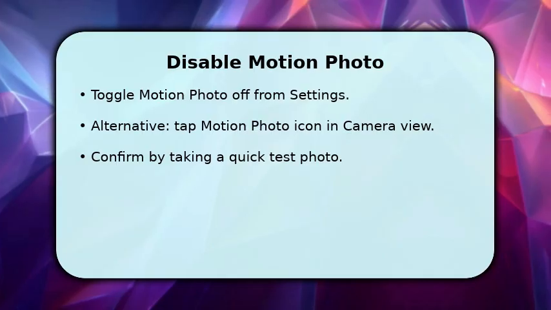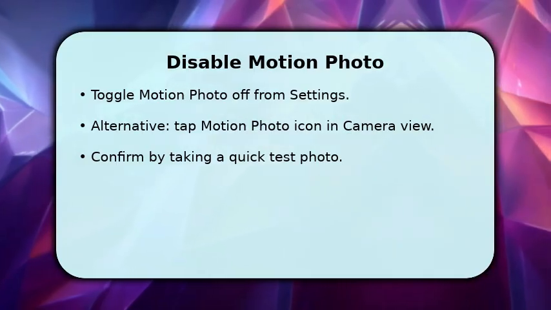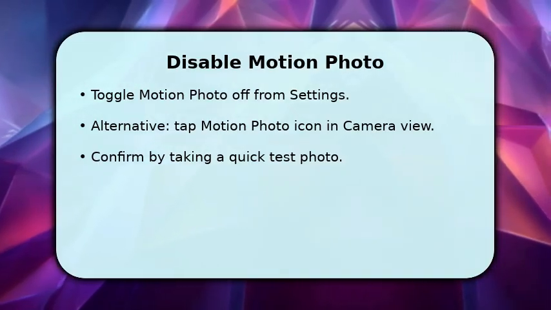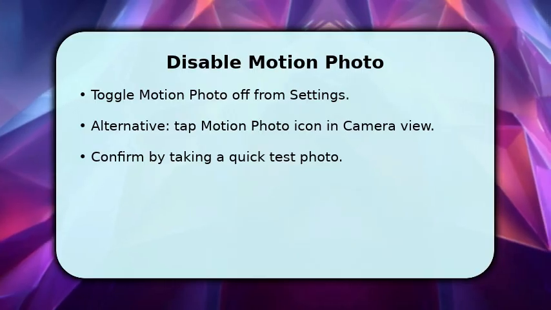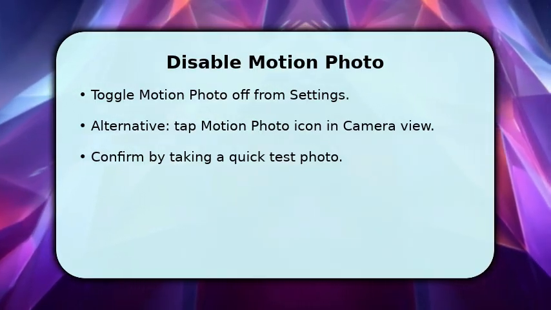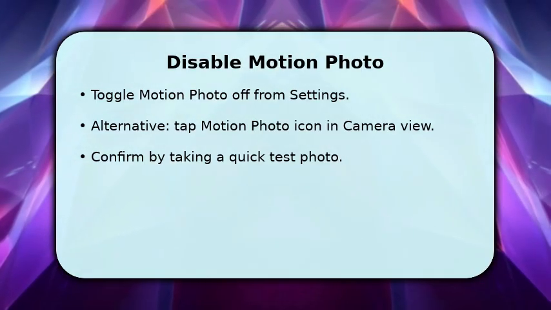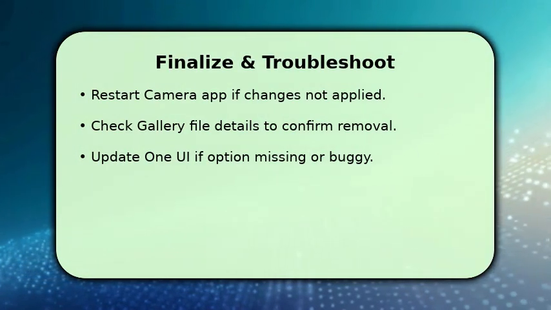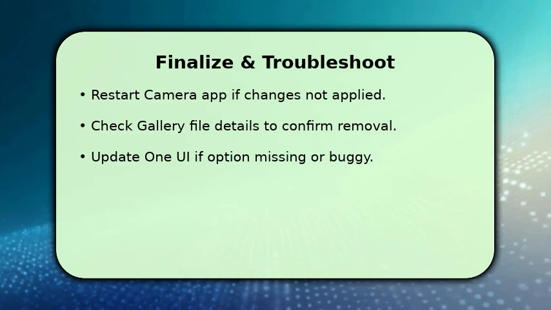Once disabled, take one test picture to verify the small video file is no longer created. If storage or gallery still shows motion thumbnails, close and reopen camera, or restart the phone to refresh system behavior. Finish by confirming the change. Take several photos and inspect them in gallery to ensure no motion clip is attached.